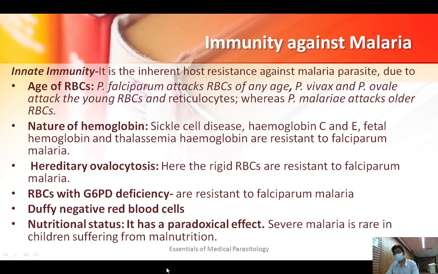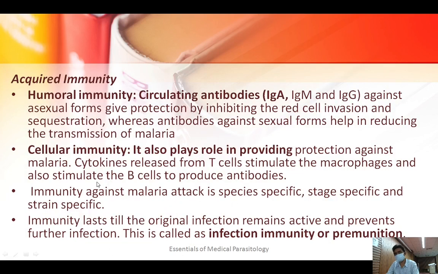Nutritional status has a paradoxical effect. Severe malaria is rare in children suffering from malnutrition. What we consider is that if your nutritional status is bad, your immunity will be low and the infection will be more severe. But here it is paradoxical. If your immunity is low, there will be less chance that you develop very severe malaria, because the widespread immune destruction and the anemia which sets in are mainly responsible for causing the severe disease.